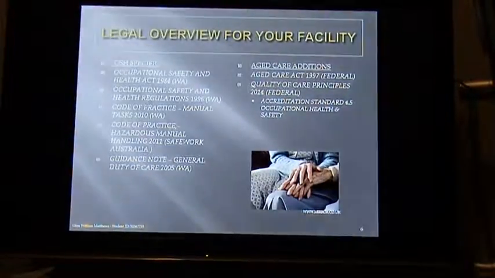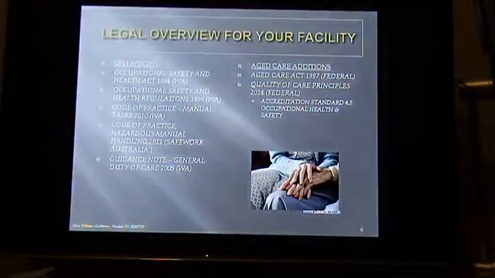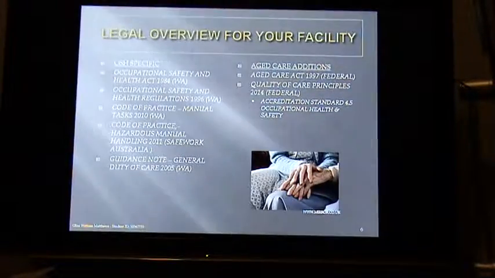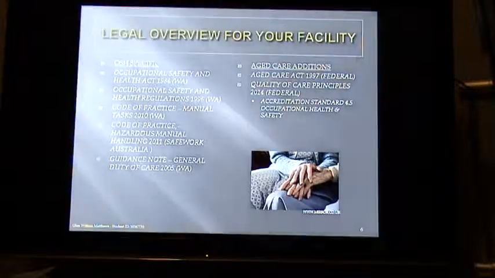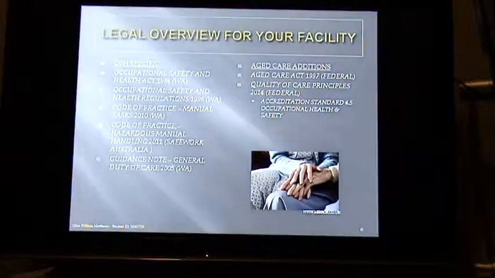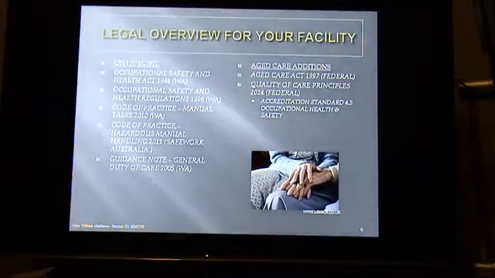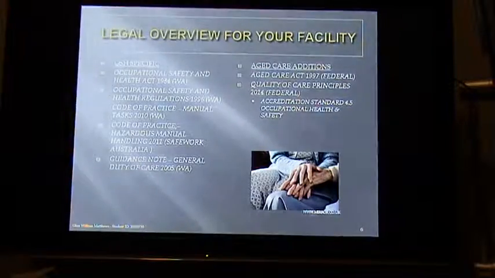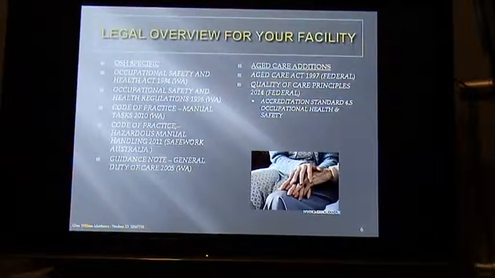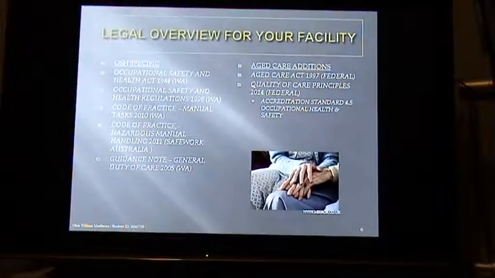On the right there, I've covered off on the aged care additions that, obviously being an aged care facility, you have to abide with as far as Acts of Parliament is concerned, and at the top there is the Aged Care Act 1997, which is also a federal document. It's an Australia-wide document, not just relevant to WA, but relevant to everywhere within Australia.